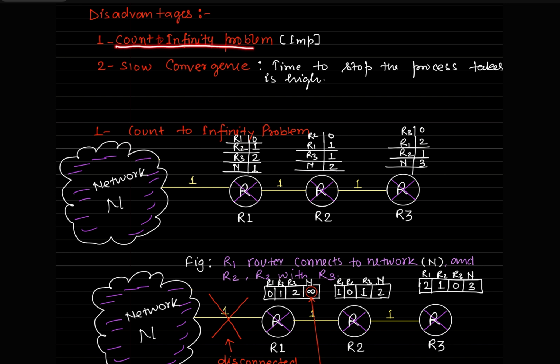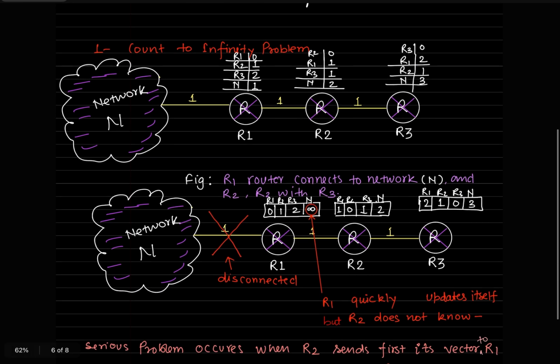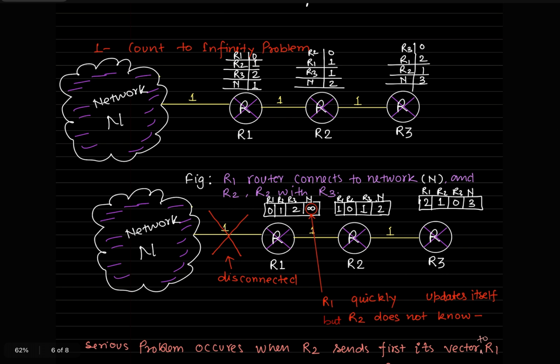Due to the count to infinity problem, slow convergence happens. What does slow convergence mean? The stabilization of the forwarding tables or the vectors takes time. So what the count to infinity problem is, we will see in detail.